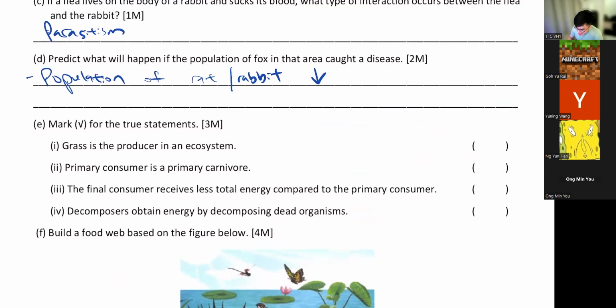Right. So guys, please write population. Don't just say rat and rabbit decrease. Population is the number. Remember?